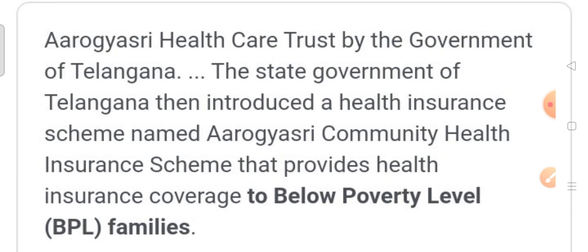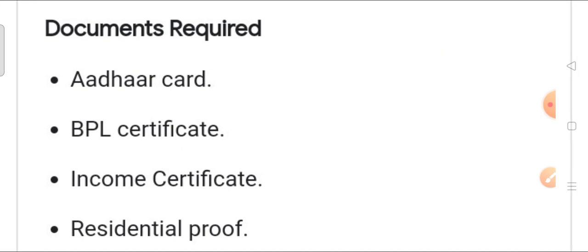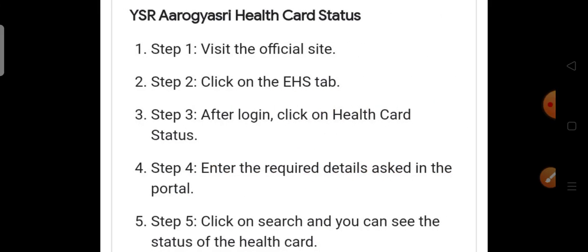It will provide health insurance coverage to below poverty line families. So, documents: who is eligible to get the services? Some documents are required to get the benefits under this scheme: Aadhaar card, BPL certificate, income certificate and resident proof. Next, YSR Arogyasri Health Card status.